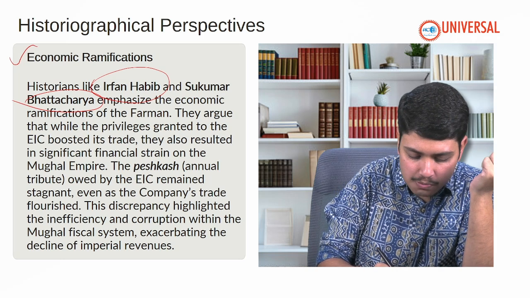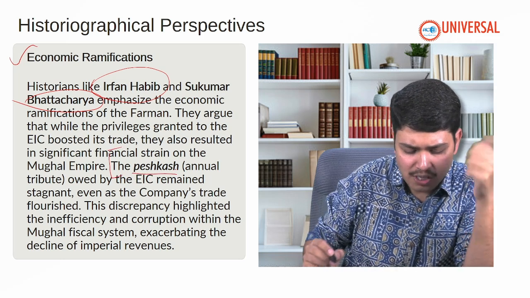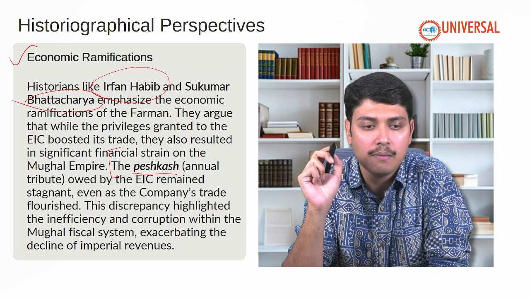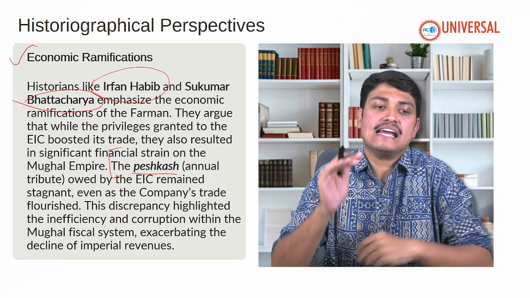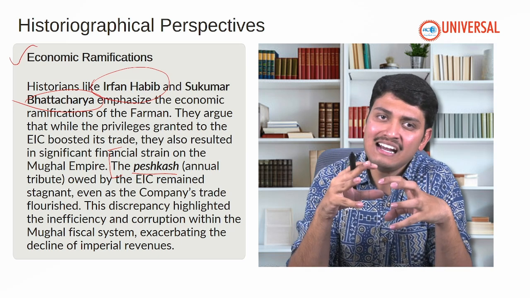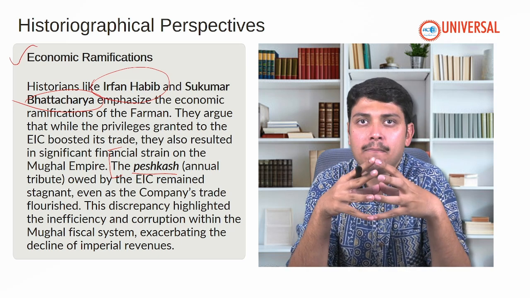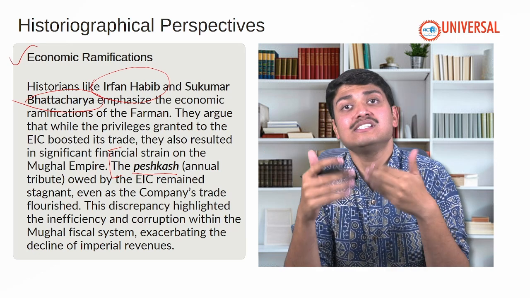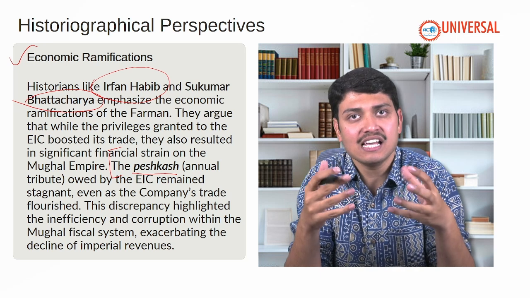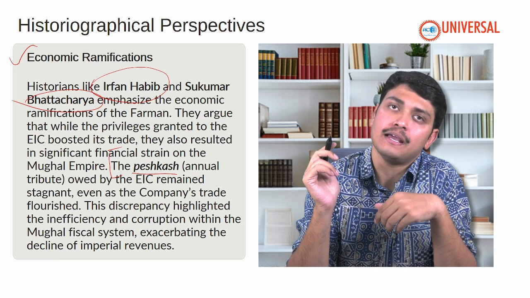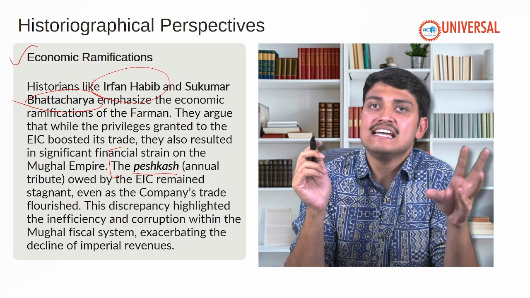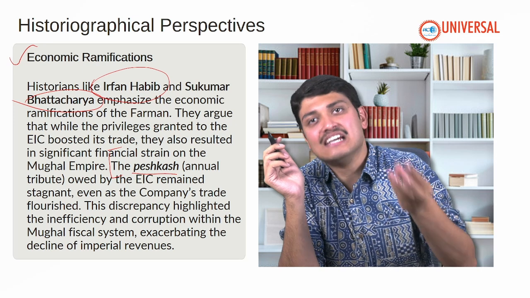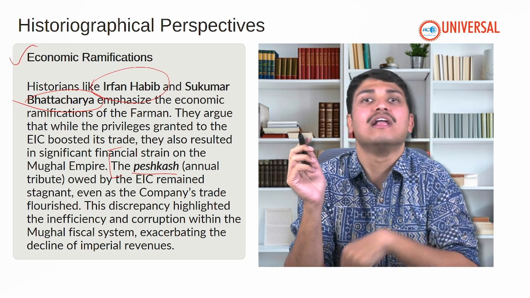As we can see in the next point, the Peshkash, which was the annual tribute given to the East India Company, remained stagnant. So, on one hand, the East India Company is making money out of the trading activities that they are doing in India. On the other hand, they are constantly receiving Peshkash, which is royal gifts from the king. So both ways, it is gradually devastating India's economy, the economy of the Mughal Empire.